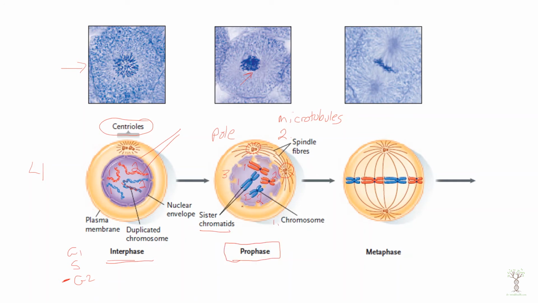The third thing that happens, the nuclear membrane is going to start breaking down. Nuclear membrane will break down because we can't keep the chromosomes inside of a nucleus and then separate them.